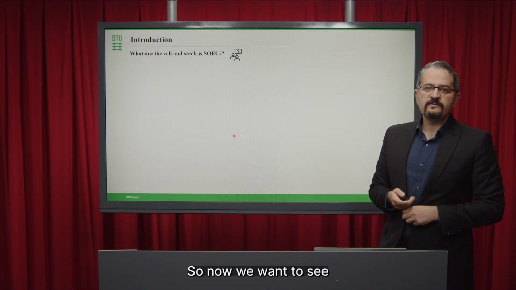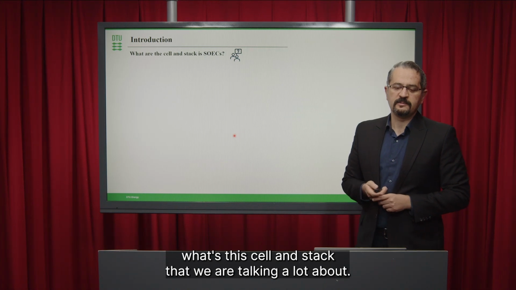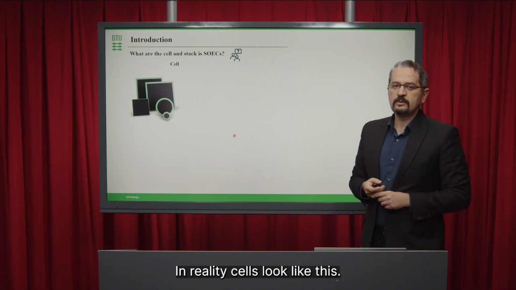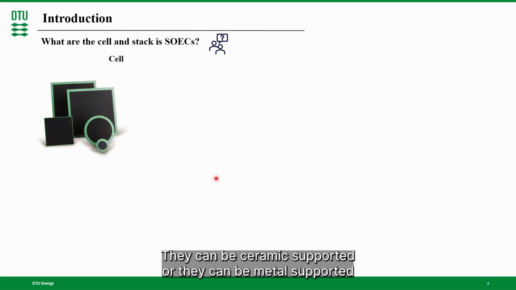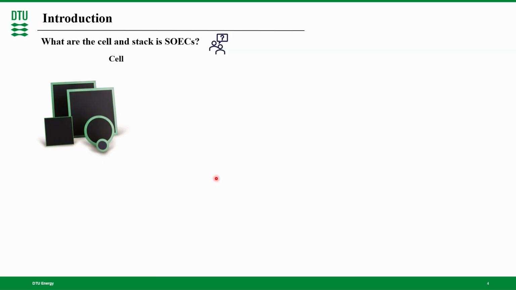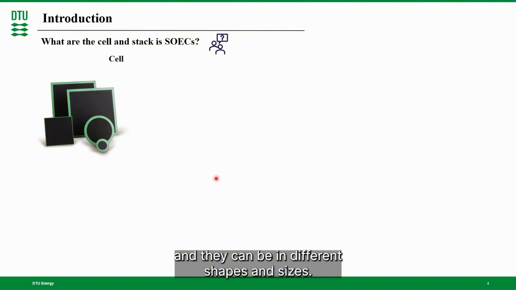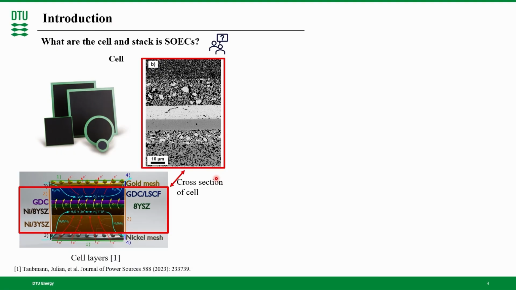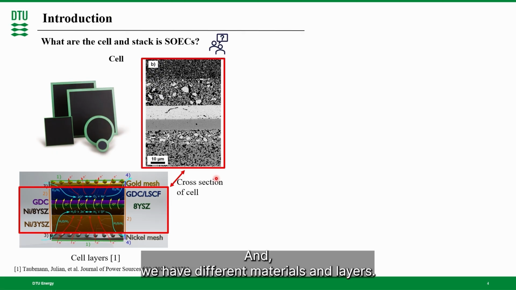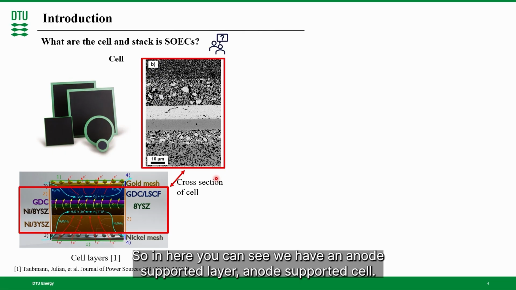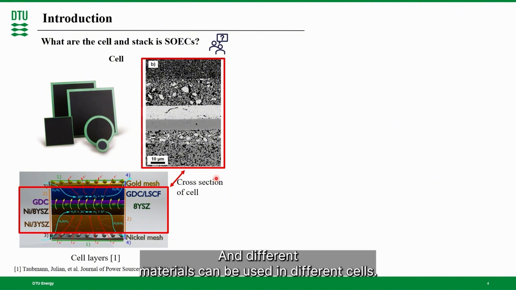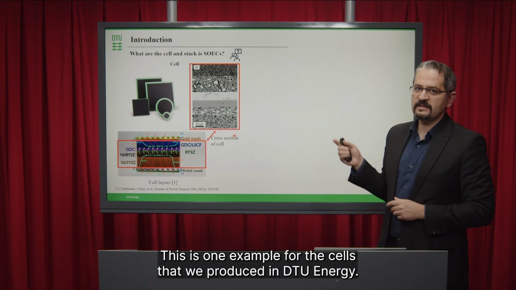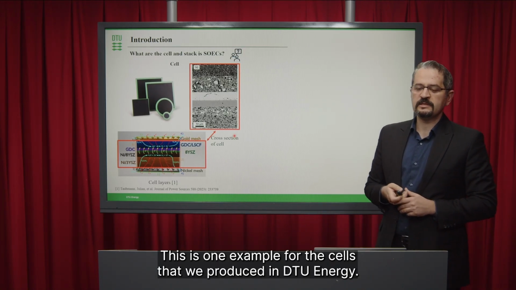So now we want to see what the cell and stack are that we are talking a lot about. In reality, cells look like this. They can be ceramic supported, they can be metal supported, and they can be in different shapes and sizes. If we cut the cell, the cross section looks like this. It's a very thin layered structure, and we have different materials and layers. Here you can see an anode supported cell, and different materials can be used in different cells. This is one example of the cells that we produce at DTU Energy.